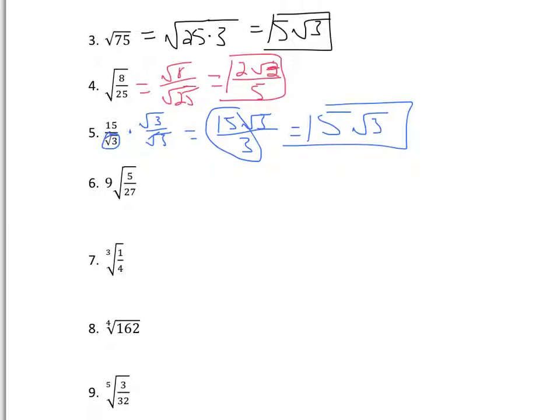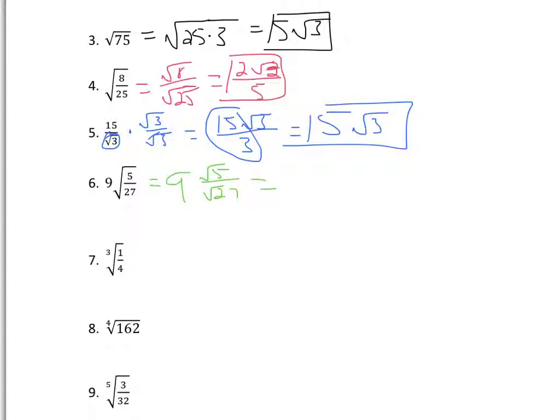All right, number 6, we've got 9 root 5 over 27. For this one, the 9, you're just going to hang out with it for now. Split our radical, root 5 over root 27. The 9's really going to go at the top, so you can start thinking of it that way.